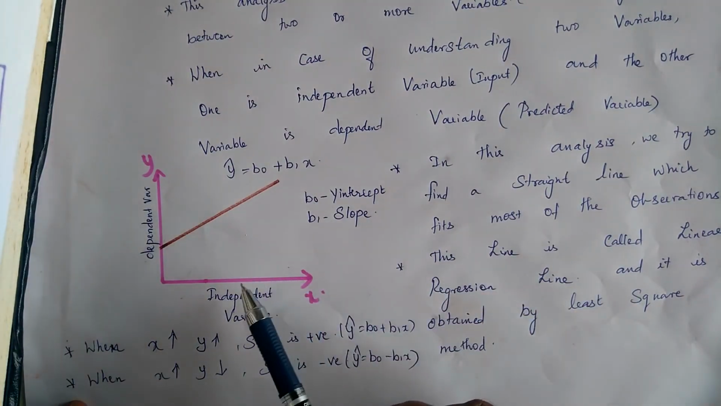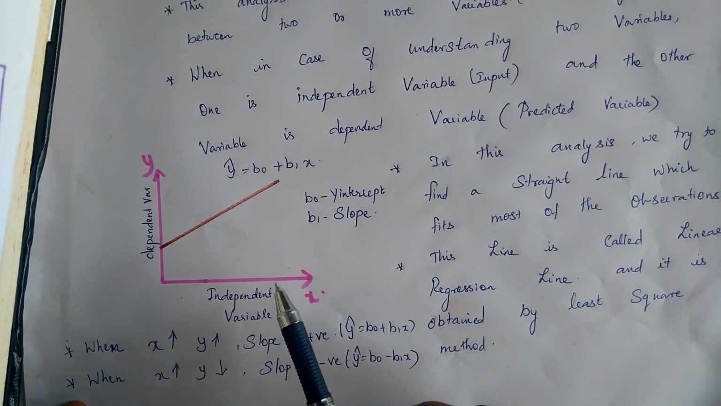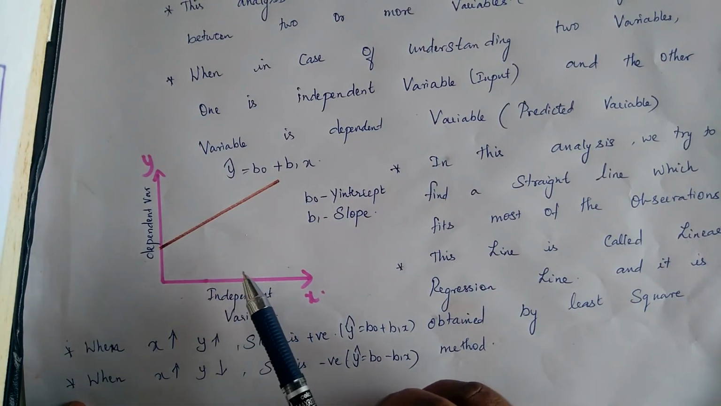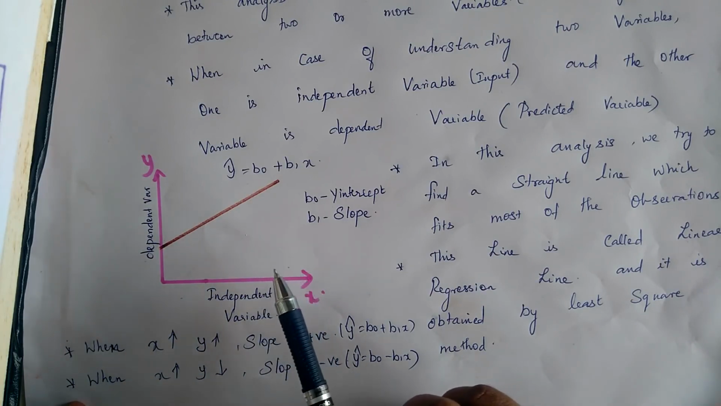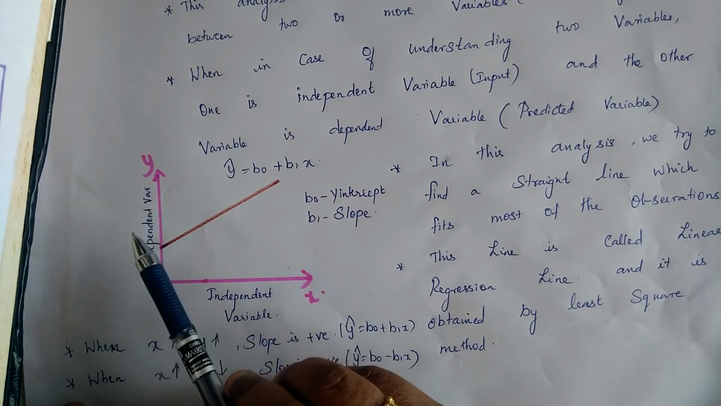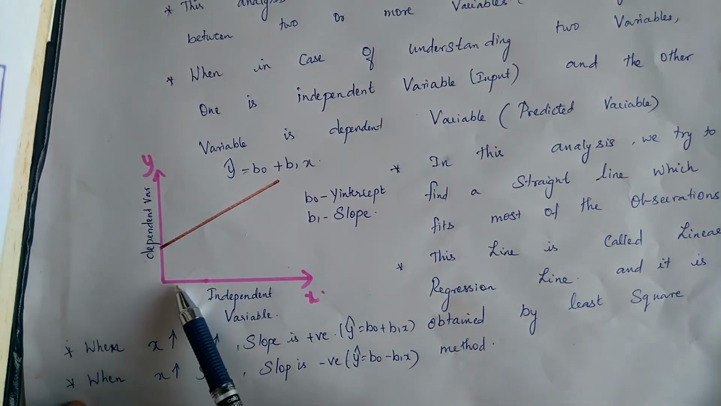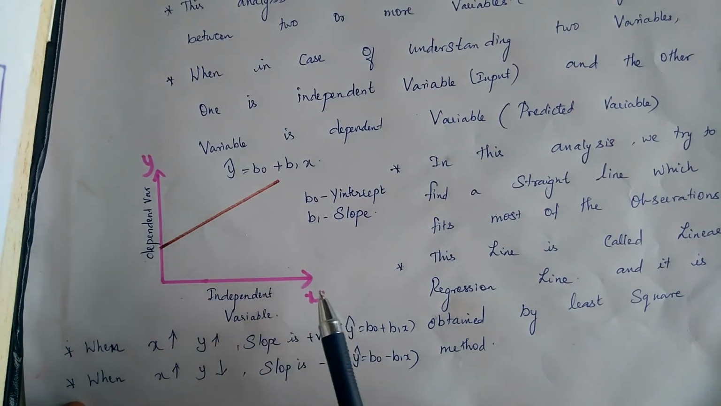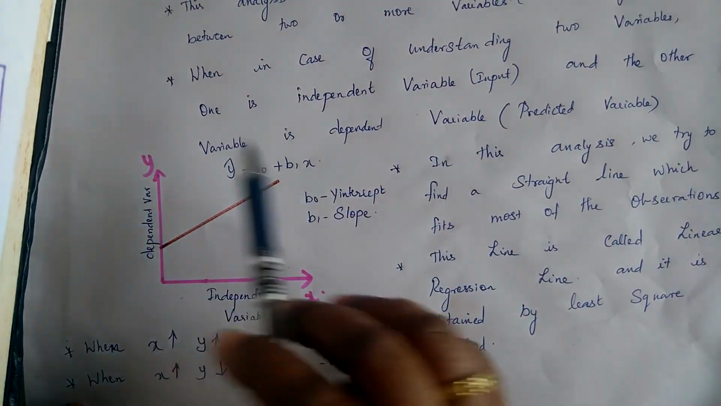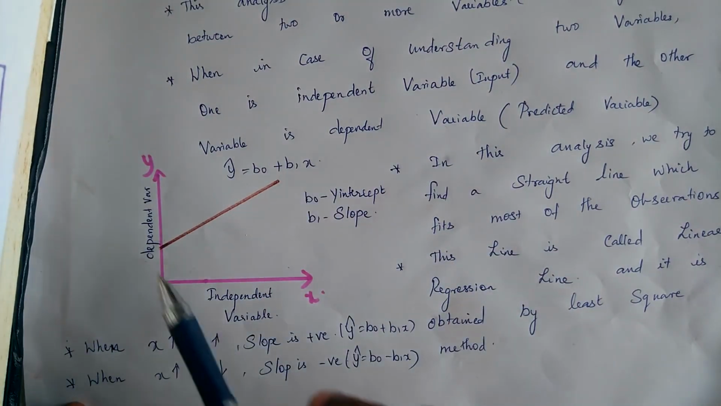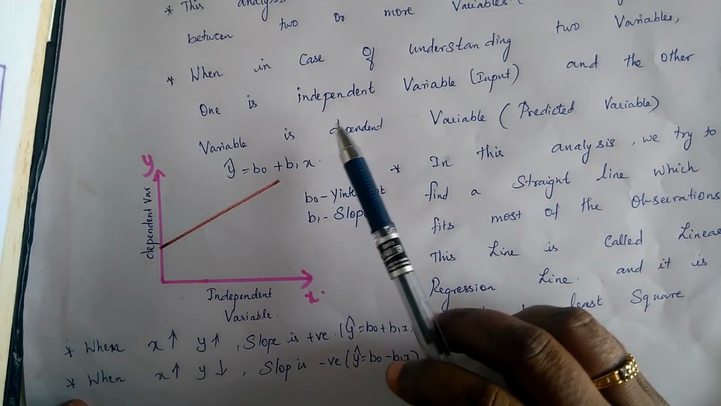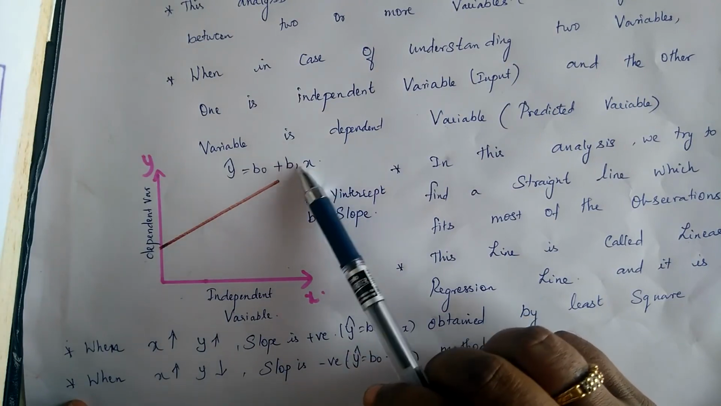For example, let's take this example. Let's say x is the amount of time a student spends on a social network, and y is the grade he obtains. When a student spends more time on social network, his grade would come down. So there is a linear relationship, but it is a negative relationship between them. In that case, our b1 will be negative.